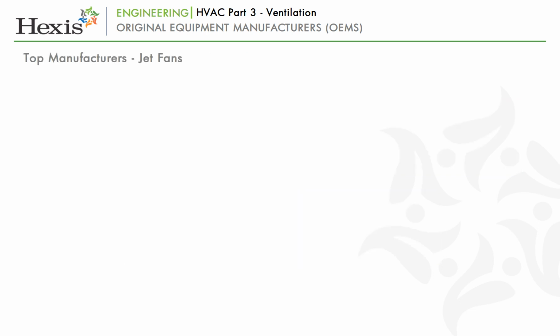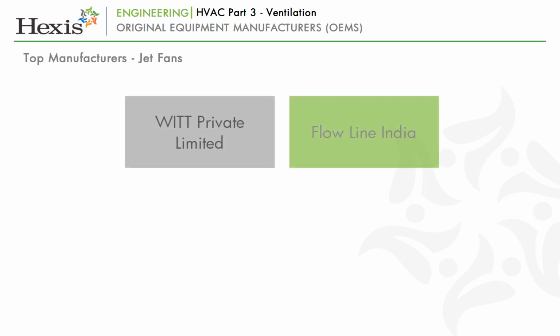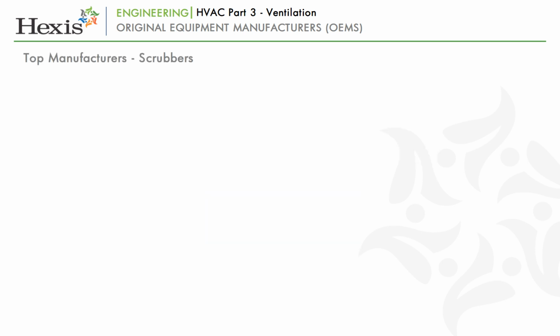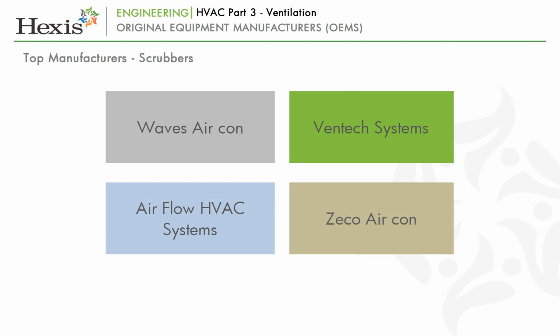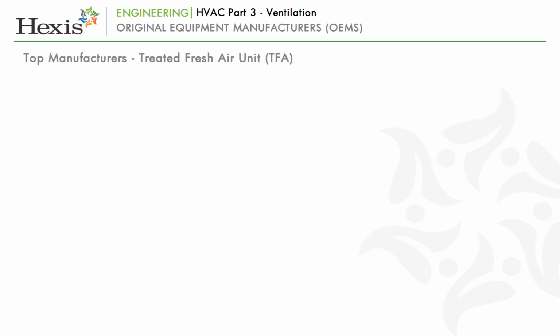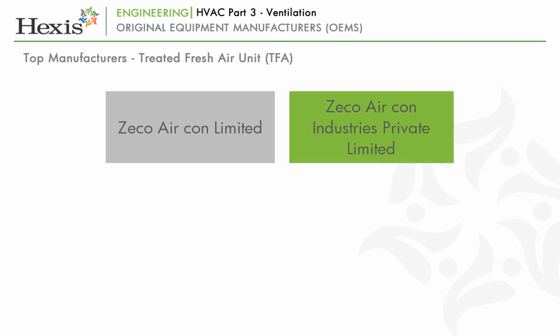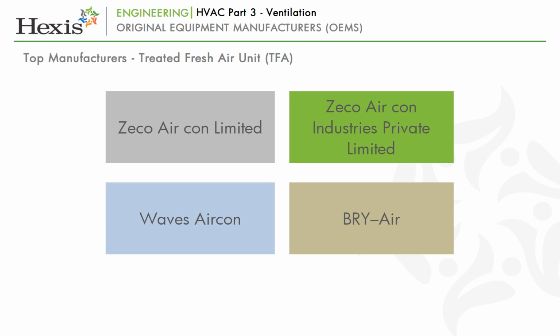Top manufacturers of jet fans are WITT Private Limited, Flowline India, Green Heck. Top manufacturers of scrubbers: Waves Aircon, Ventex Systems, Airflow HVAC Systems, Zico Aircon. Top manufacturers of TFA are Zico Aircon Limited, Zico Aircon Industries Private Limited, Waves Aircon, Bry Air.